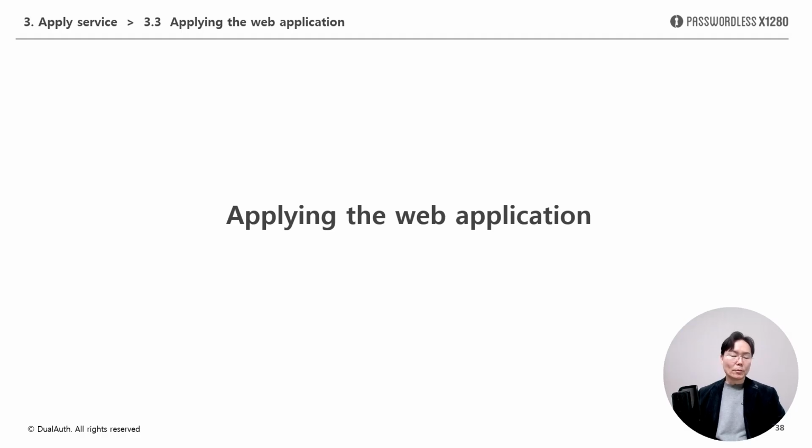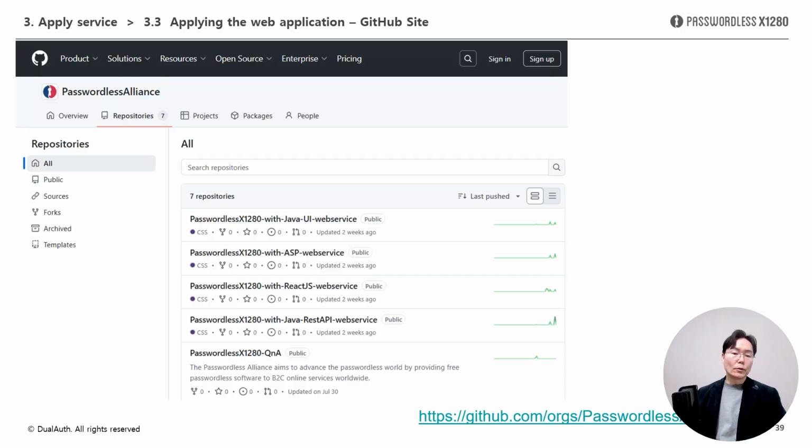The process of service registration and subsequent server installation is now complete. I will now explain how to apply the web application. There are repositories on the Passwordless Alliance GitHub site that can serve as examples for integrating with web applications. The types of repositories include Java, ASP, PHP, React, and others. I will demonstrate how to apply it using Java among these options.